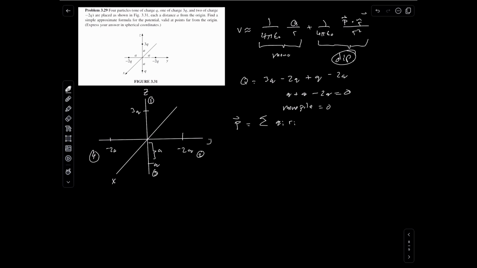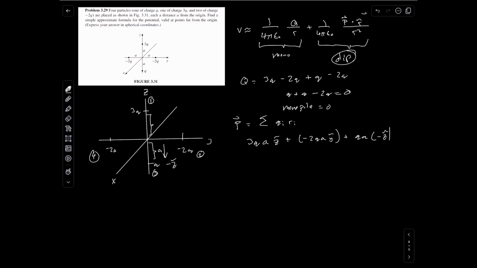So let's start with 1, and we'll go clockwise. Let's do 3q, and again, this is a distance a, right? And this is in the positive z direction. And so, move on to the second charge. It's negative 2qa in the positive y hat direction, plus our third charge would be qa in the negative z hat direction, right? Negative z.